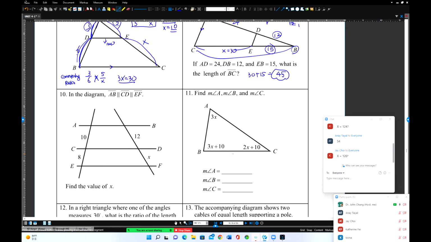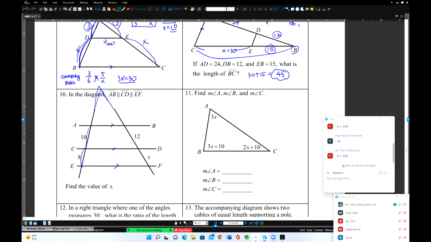Number 10, they are parallel. This is also the side splitter theorem because there is no triangle. When you extend this one, there is a triangle, right? It's the same thing. Anyway, there's a triangle, right? Okay? That's just the side splitter theorem.